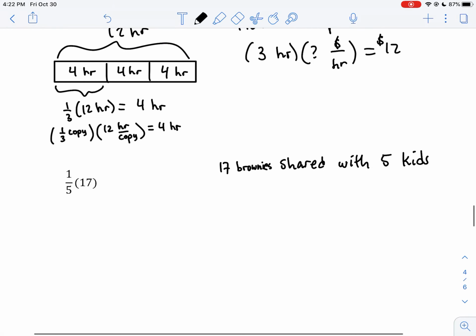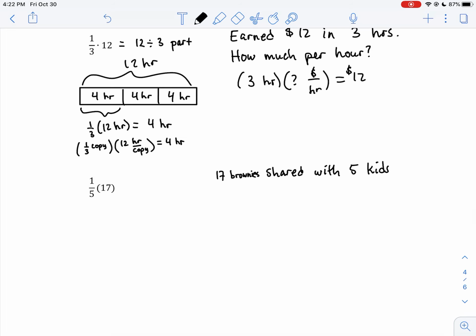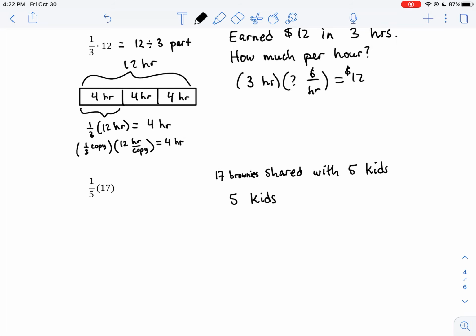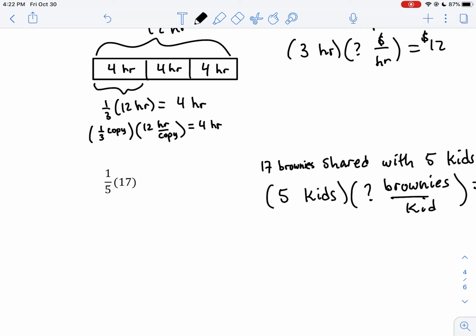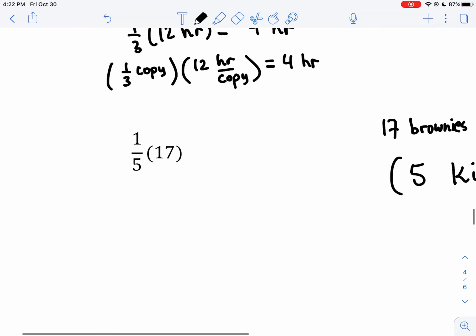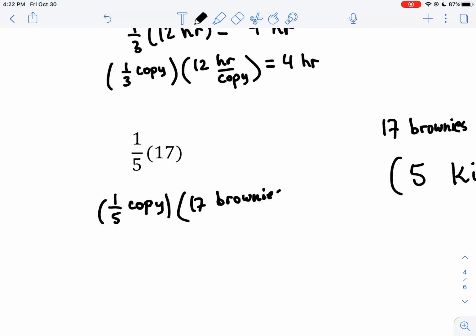So you have 17 brownies shared with 5 kids. Again, this is a partitive conceptualization because you have 5 kids, and you're asking how many brownies per kid are we looking for? Brownies per kid, and we want the total to be the 17 brownies. So we definitely have a partitive conceptualization of the division here, 17 divided by 5, and that's what 1/5 of 17 means to do. And again, you could throw the word copy in here and say, have 1/5 of a copy of 17 brownies per copy.